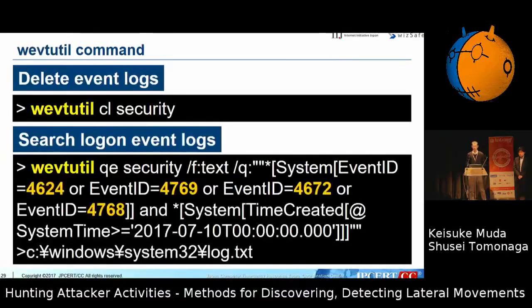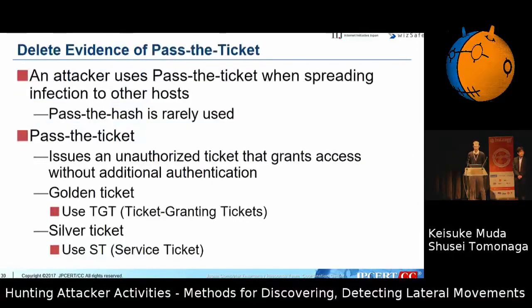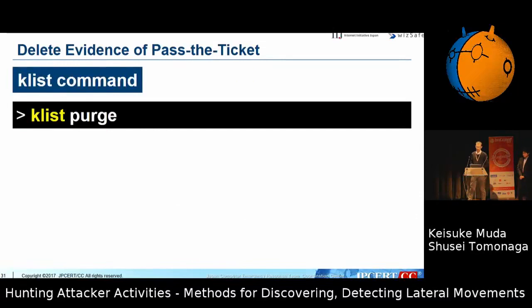In addition to deleting event logs, wbt-util can search them. This example is searching for logon event IDs. Another example of deleting evidence is removing tickets, or pass-the-ticket. Recently, pass-the-hash is not used for malicious logon. They tend to use pass-the-ticket such as golden ticket and silver ticket instead. An attacker can delete these tickets by using the klist command.